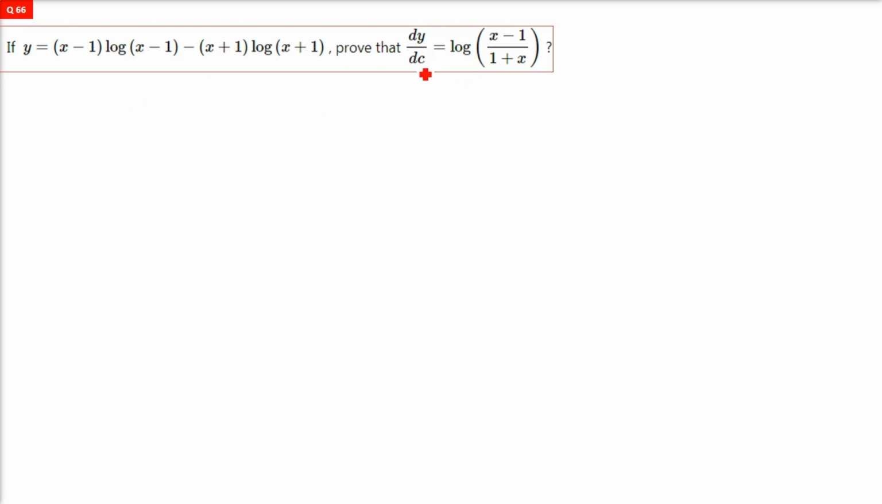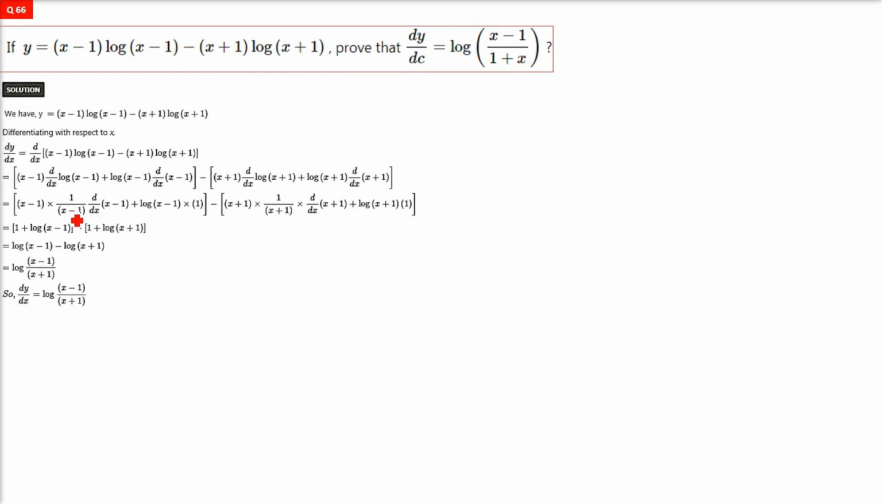Now we have to prove that dy by dx is equal to log of (x minus 1) by (x plus 1). So assume it to be 1 plus x, it is given. Normally the questions have some certain way we present, like 1 plus x it is. It is just x minus 1 by x plus 1. So this is the answer I am providing you. You have to write exactly like that.